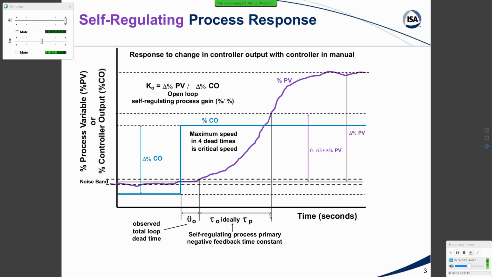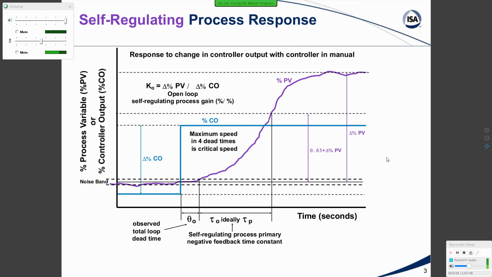So if the controller is in manual and you have a disturbance, or in this case a change in controller output, it'll eventually go to a new steady state. That's assuming you don't make more changes in controller output, or there aren't more disturbances happening. So the process has self-regulation, and that makes it, in some ways, easier to deal with, and has a lot of implications in terms of what we have to do for tuning.